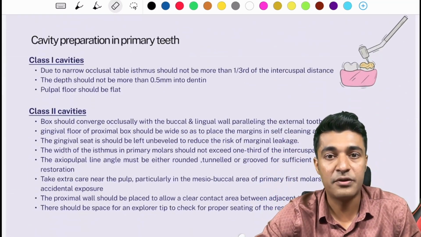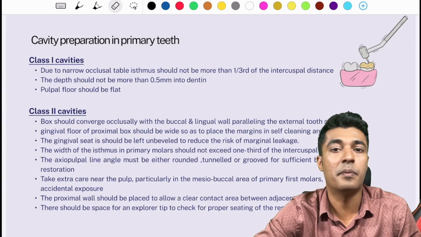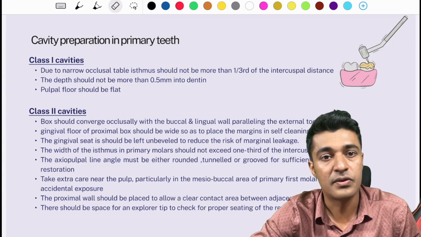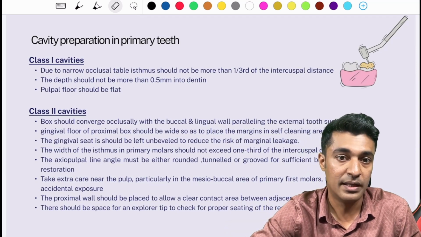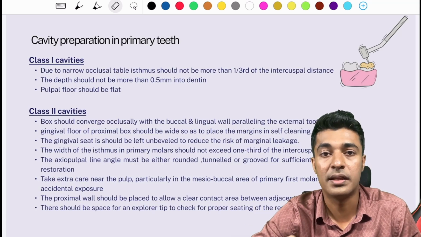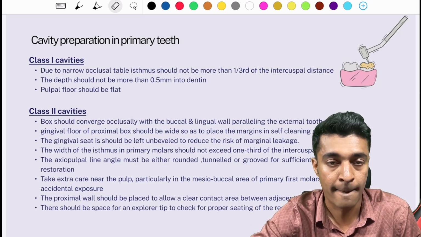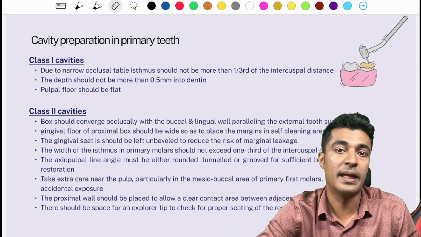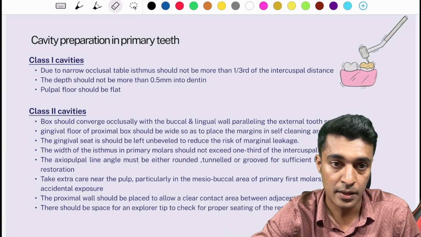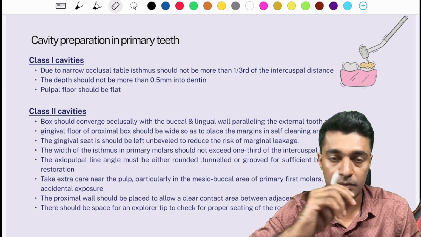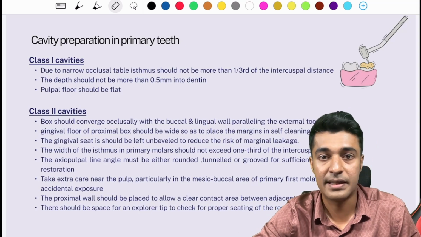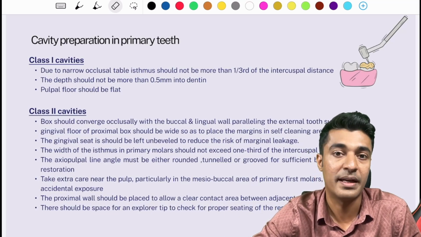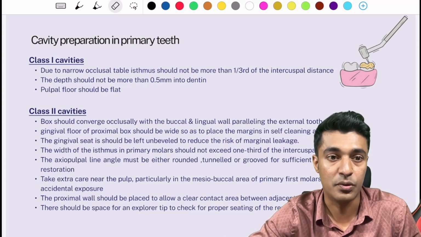Coming to the things that we have to keep in mind during cavity preparation in primary teeth. For class 1 cavities, because of the narrow occlusal table, the isthmus should not be more than one third the intercuspal distance. The depth should not be more than 0.5 mm into the dentin. The pulpal floor should be kept as flat as possible. These are things that you have to keep in mind while preparing a class 1 cavity on a primary tooth.